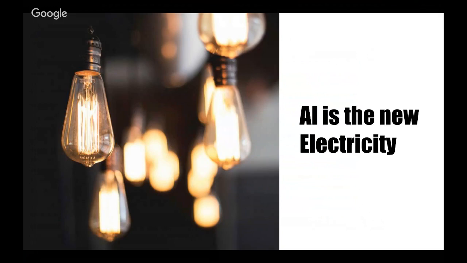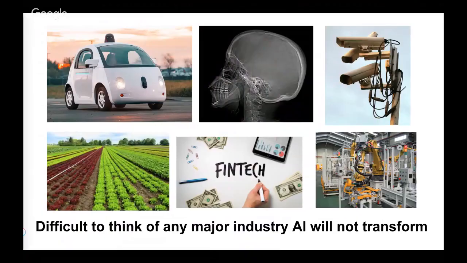Now, the same thing is true about AI also. It's not going to transform one industry. It is going to transform multiple industries. It is going to transform transportation, as you know, with Google Car. It's going to transform medicine and diagnostics. It is going to transform video surveillance, you name it, manufacturing, agriculture, financial tech, which is already making big leaps in that area. And it would be very difficult to think about one major industry that AI is not going to transform. So we are in the middle of this massive revolution. It's a really massive revolution.